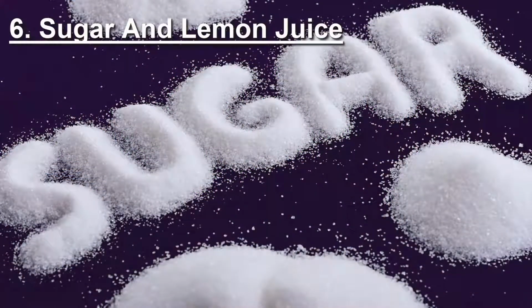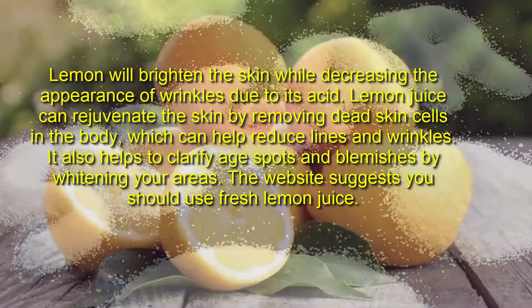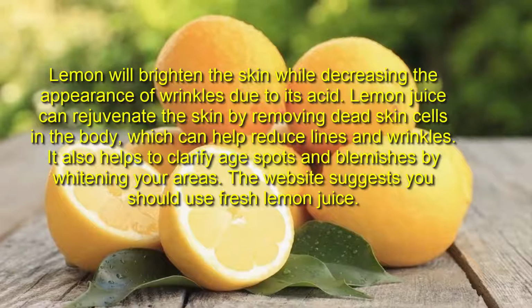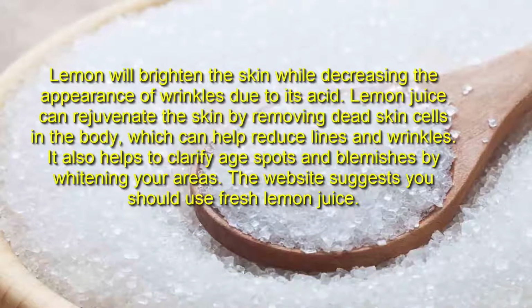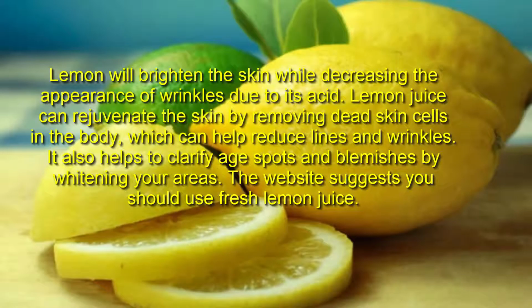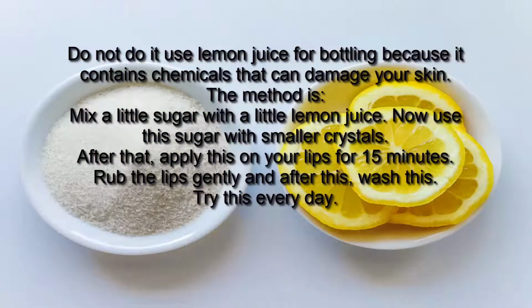6. Sugar and lemon juice. Lemon will brighten the skin while decreasing the appearance of wrinkles due to its acid. Lemon juice can rejuvenate the skin by removing dead skin cells, which can help reduce lines and wrinkles. It also helps to clarify age spots and blemishes by whitening the areas. You should use fresh lemon juice. Do not use bottled lemon juice because it contains chemicals that can damage your skin.